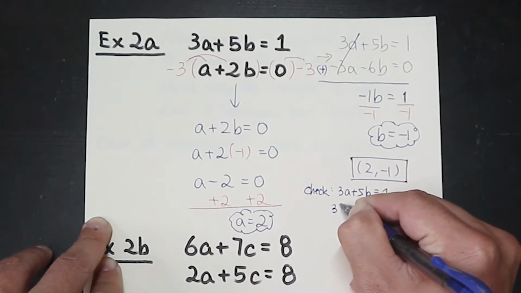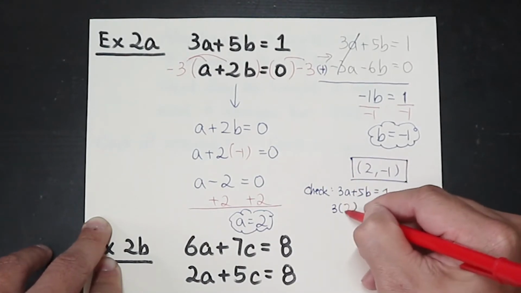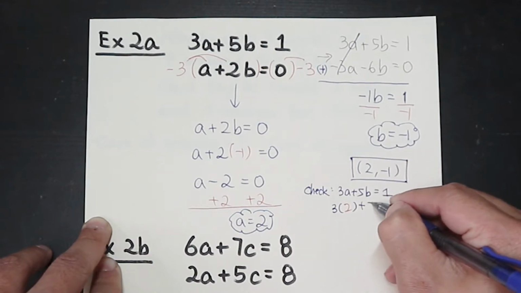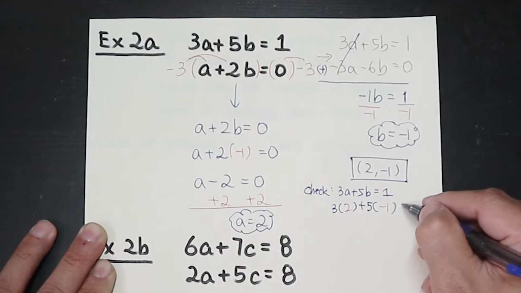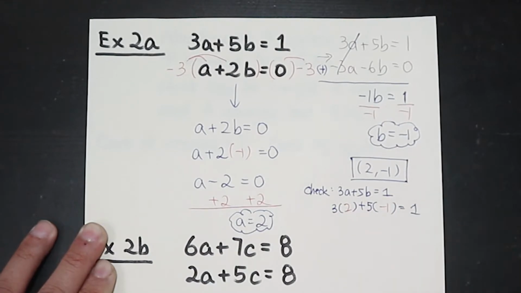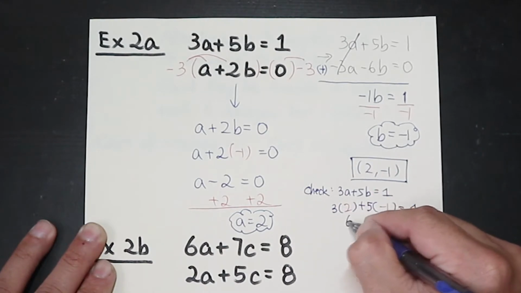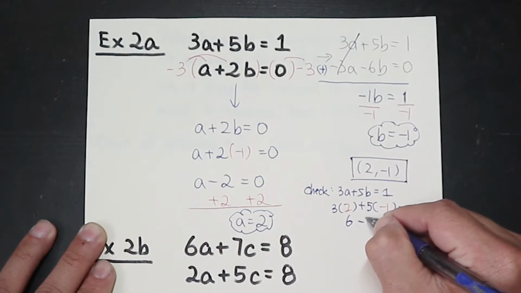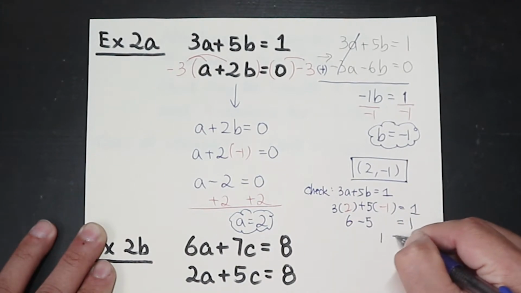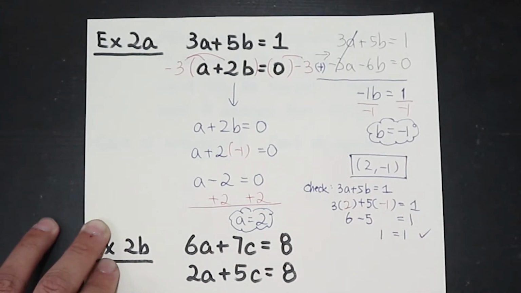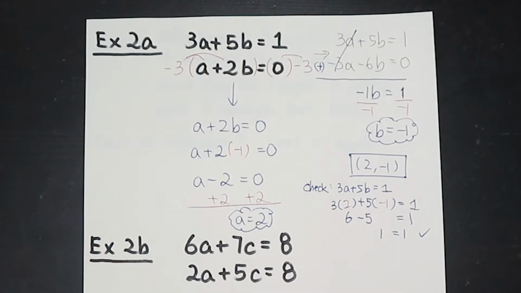So let's check. Replace the a with 2, and then you replace the b with -1, and see if when you combine them using order of operations, you get 1. So 3 times 2 is 6, and then 5 times -1 is -5. The 6 minus 5 equals 1. And the answer is yes. So you know that your answer, 2 comma -1, is correct.